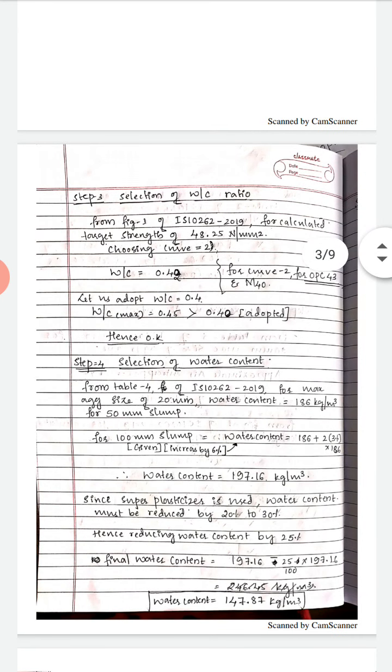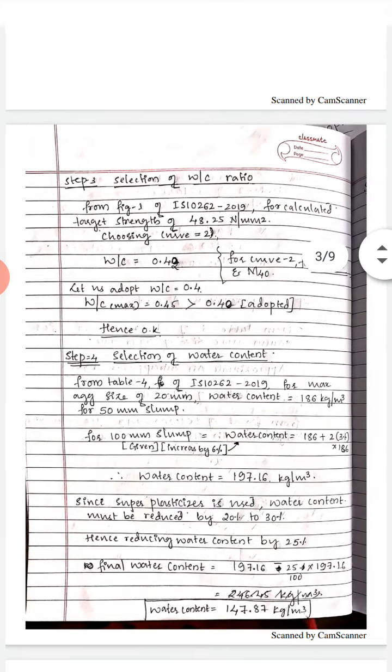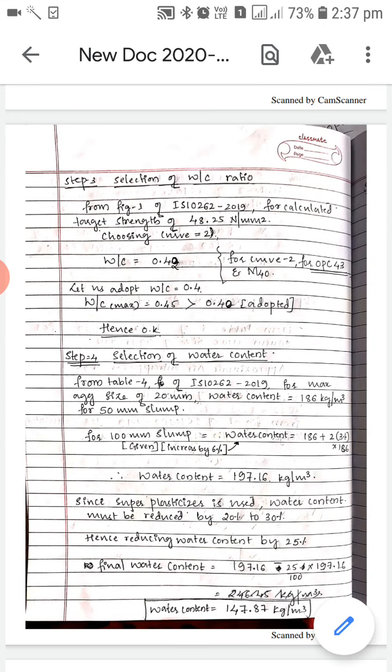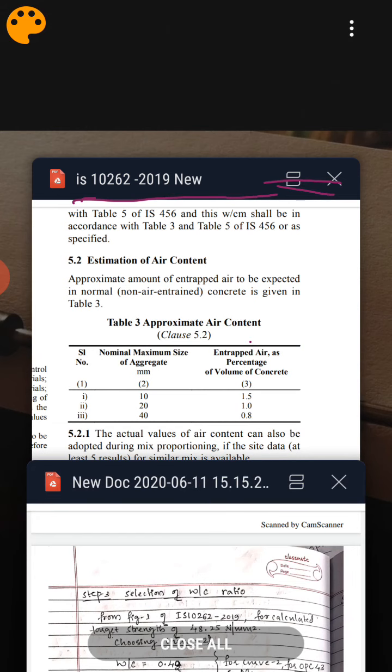This is a very important step. From figure 1 of IS 10262-2019, it is not according to target strength, please strike that off. I have written it by mistake. The water cement ratio has to be chosen according to the curves. I'll just explain here how to choose the water cement ratio.